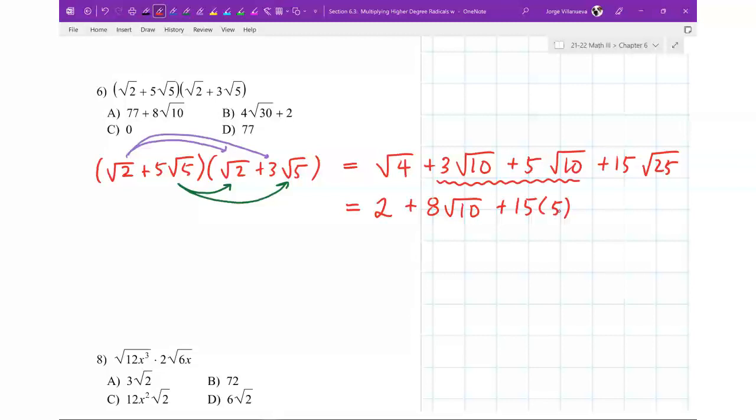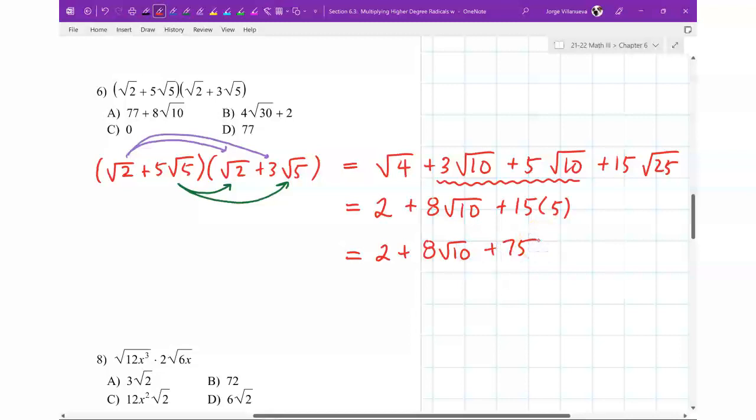15 times 5, well, let's see. 15 times 2 is 30, times 4 is 60, so it'll be 75. So 2 plus 8 radical 10 plus 75. And then 75 plus 2, that's 77. Plus 8 radical 10. And that's right there.